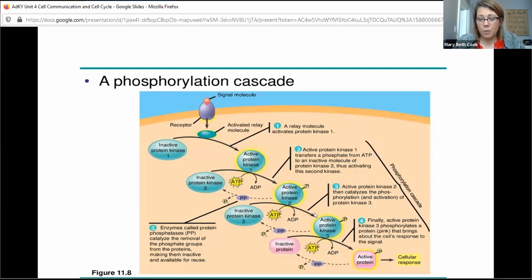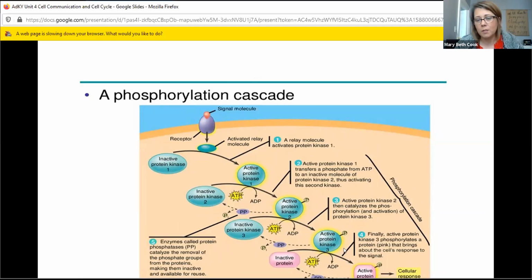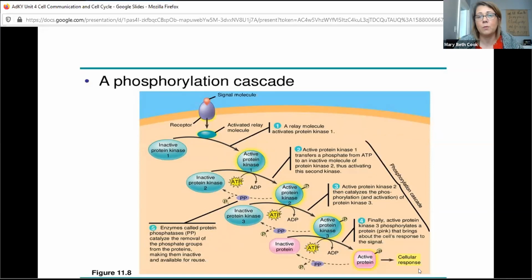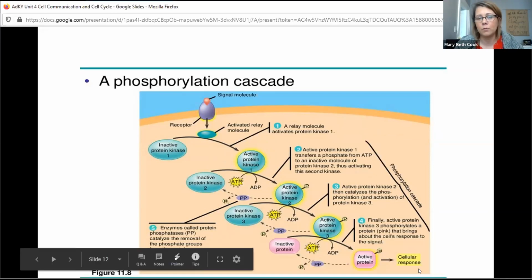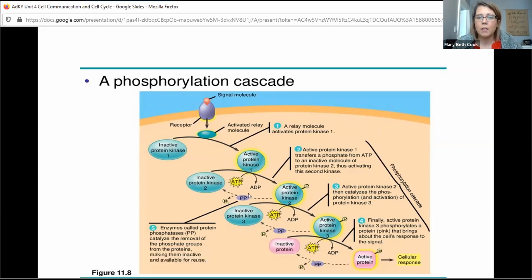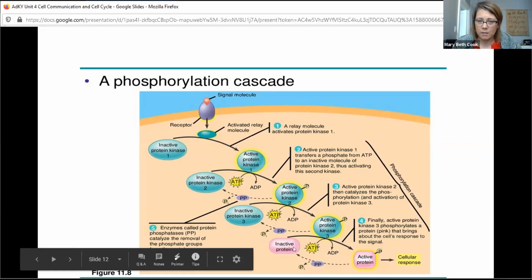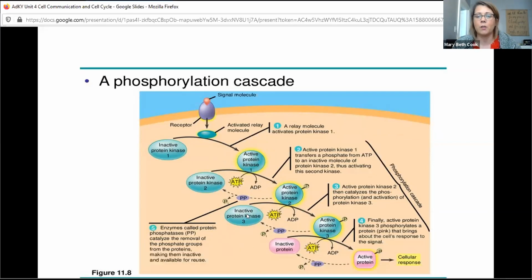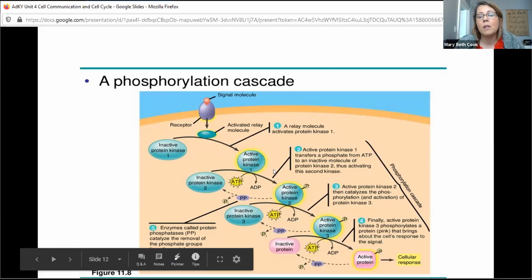So again, you've got many steps. It allows the cell to fine-tune and amplify the signal, so that down here, millions of molecules could be produced from that one signaling molecule. The other thing that I want to stress here is all of this can be reversed. We don't want the signal to go on and on and on. We want it to shut back down. And so all these activated enzymes can go back to the inactive state.